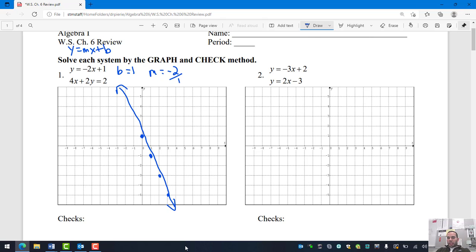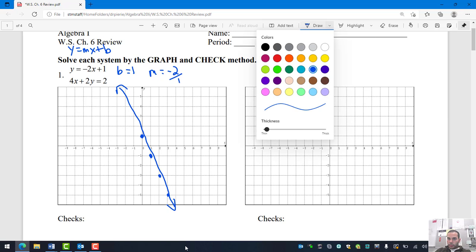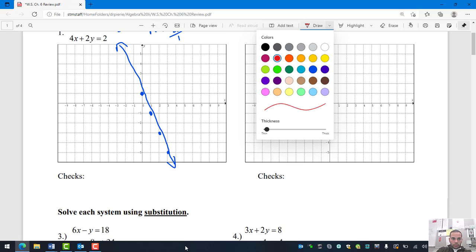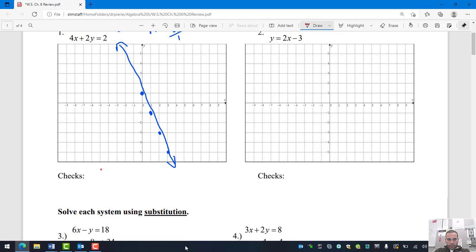Okay, but when we look at the second equation, this one's a little bit more difficult because it's not in that slope-intercept format. It's not in the format y equals mx plus b. So we've got to rewrite it. If I give you 4x plus 2y equals 2, your job is you need to rearrange this equation so it's in the format y equals mx plus b. We want to get y all by itself. So if our goal here is to get y all by itself, the first thing I would do is I've got to move this 4x. I'm going to subtract 4x from both sides. It's a positive 4x, so I subtract 4x from both sides.